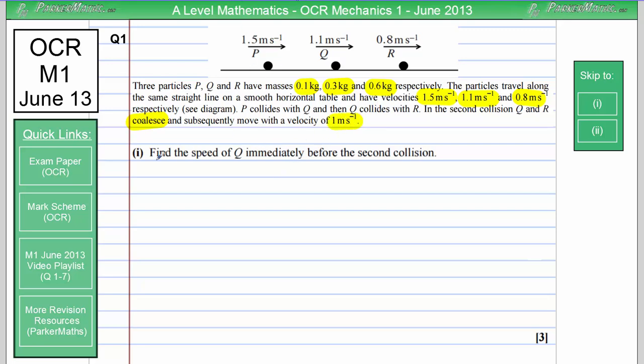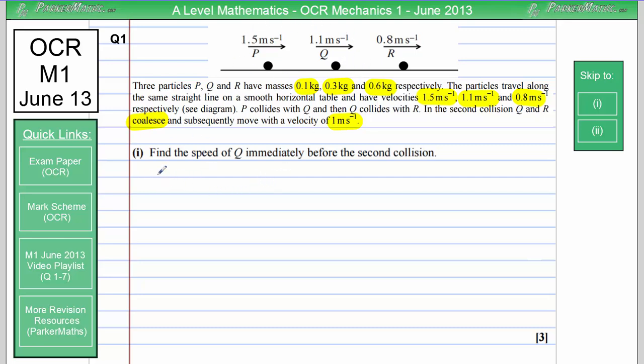In part 1, we need to find the speed of Q immediately before the second collision. In questions where you have three particles, you usually want to isolate just two of them and work with two at a time. But you've got to choose carefully which particles you work with. We want to find the velocity of Q before it collides with R, but that means P has already collided with Q. So we actually need to choose Q and R to solve this problem. I'll show you why we need to choose Q and R by trying it with P and Q and showing you where we get a problem if we do that.